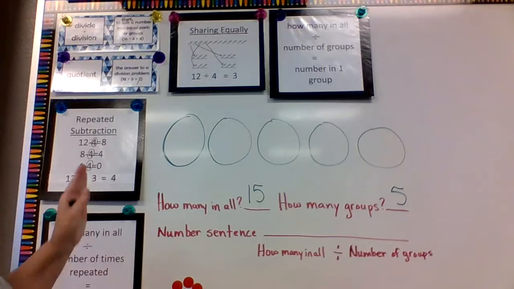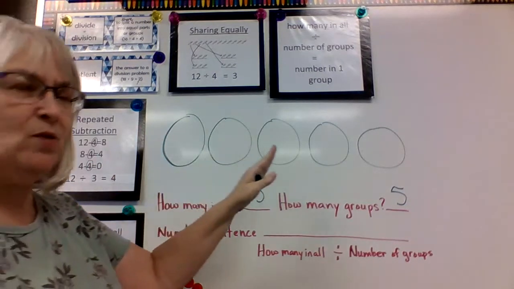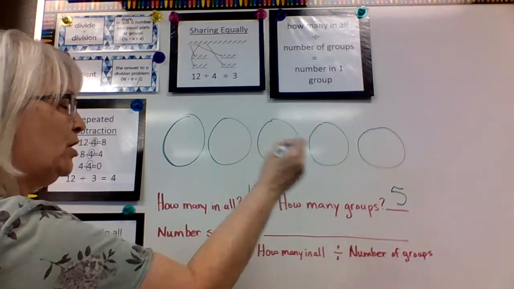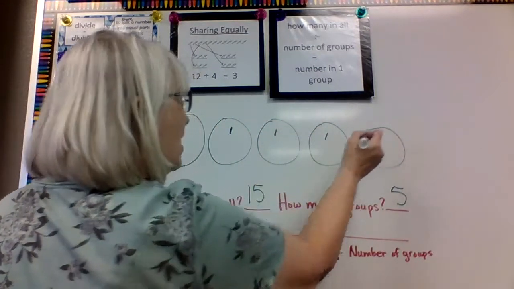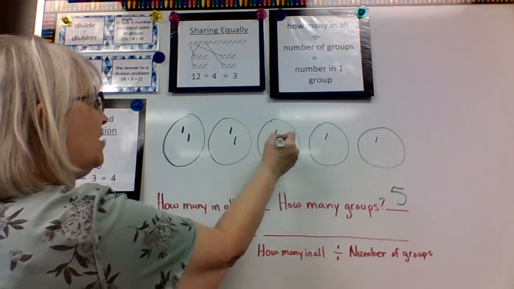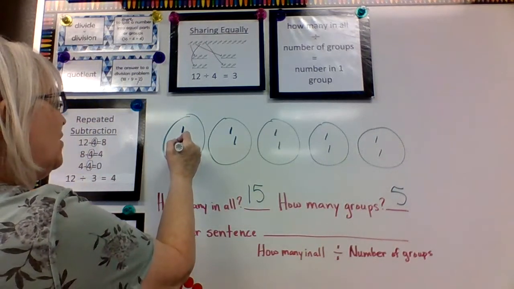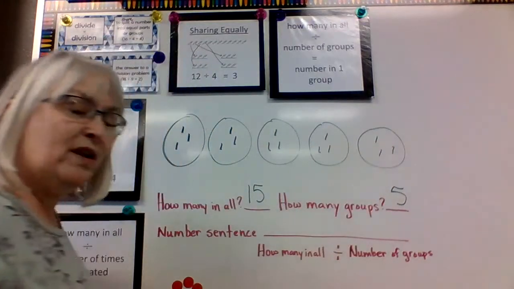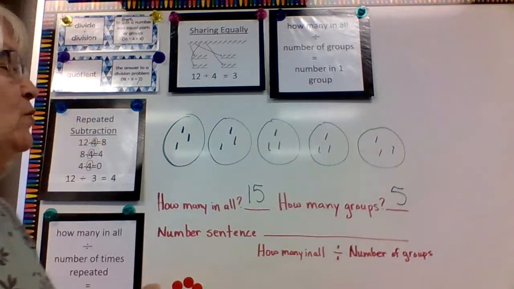All right, we have 15 water bottles to share. So we're going to start and we're going to share them equally. So that means we go all the way through and we put 1 in each group. 1, 2, 3, 4, 5. Okay, then we start over again. We keep sharing. 6, 7, 8, 9, 10. And then we keep going. We start over again. 11, 12, 13, 14, 15. And we have run out of water bottles. So we've used our 15 water bottles.